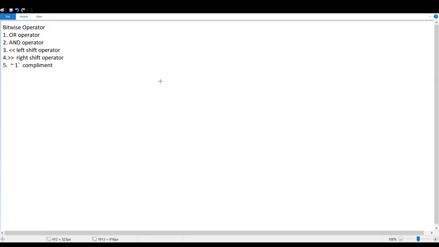And there are various types of operators through which these operations are performed. So let's start one by one. First of all, we will see the OR operator.